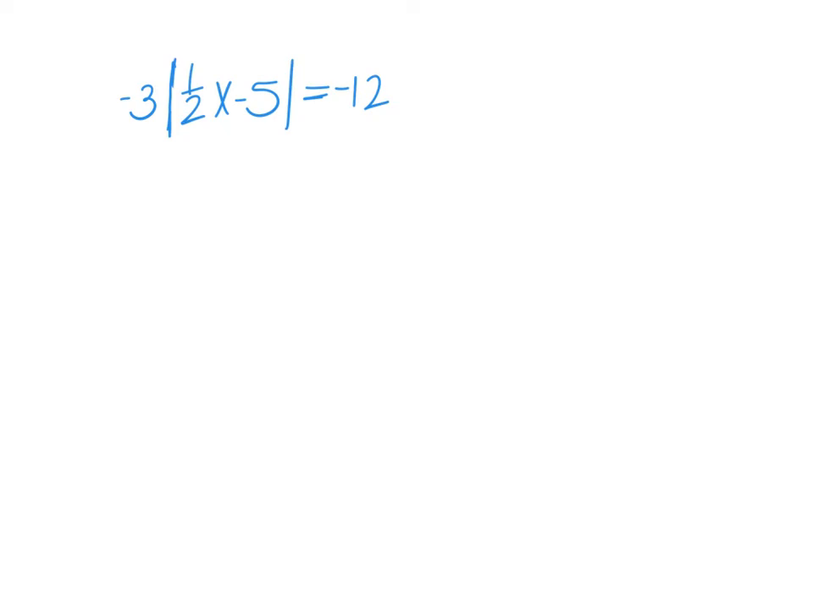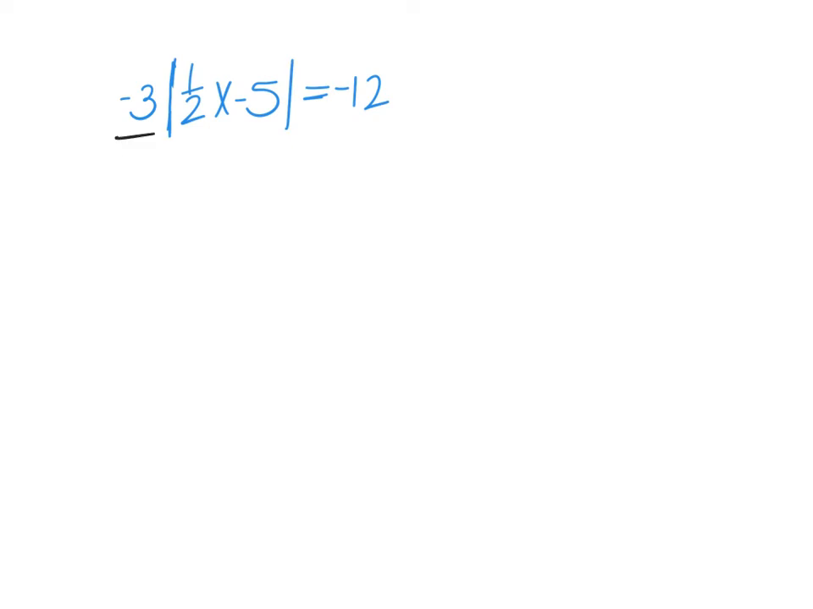And here's a few problems that might be on your next worksheet. I'm not sure, but I'll go over them anyways, just so you can see some extra instruction. So here again, negative 3 times the absolute value of 1/2 x minus 5 equals negative 12. And we had something similar to this on the Ed Puzzle, and a lot of people were missing it because of some really small things.